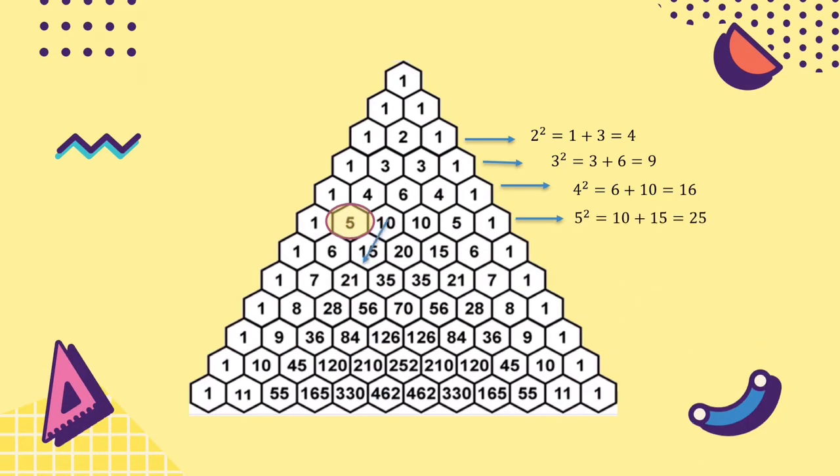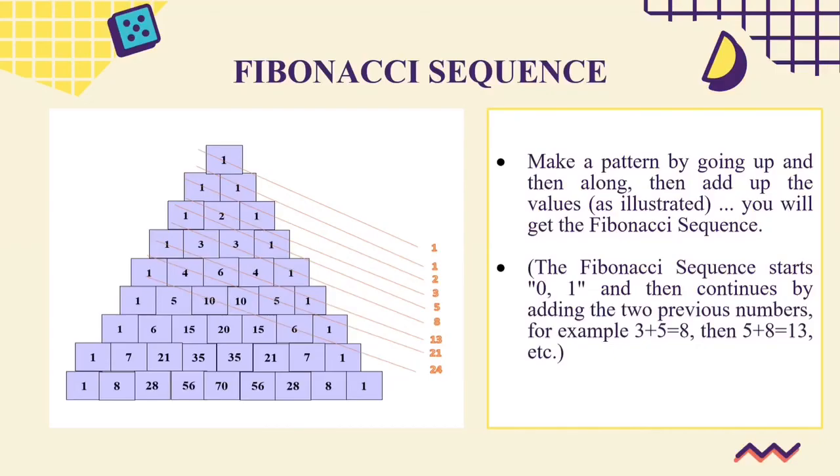Then 5 squared is equal to 10 plus 15, which is 25. Then 6 squared is equal to 15 plus 21, which is 36. Then it follows. The next strategy is the Fibonacci sequence.